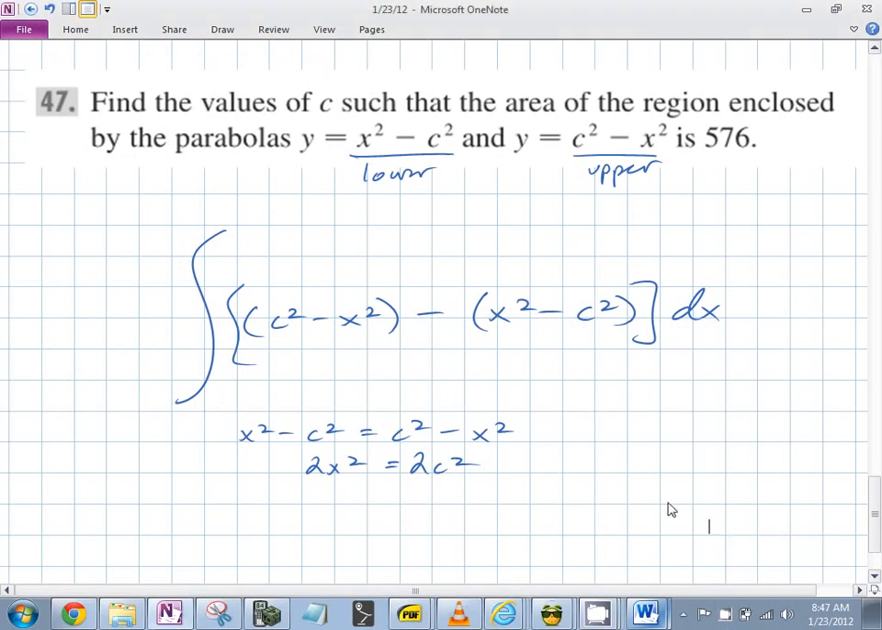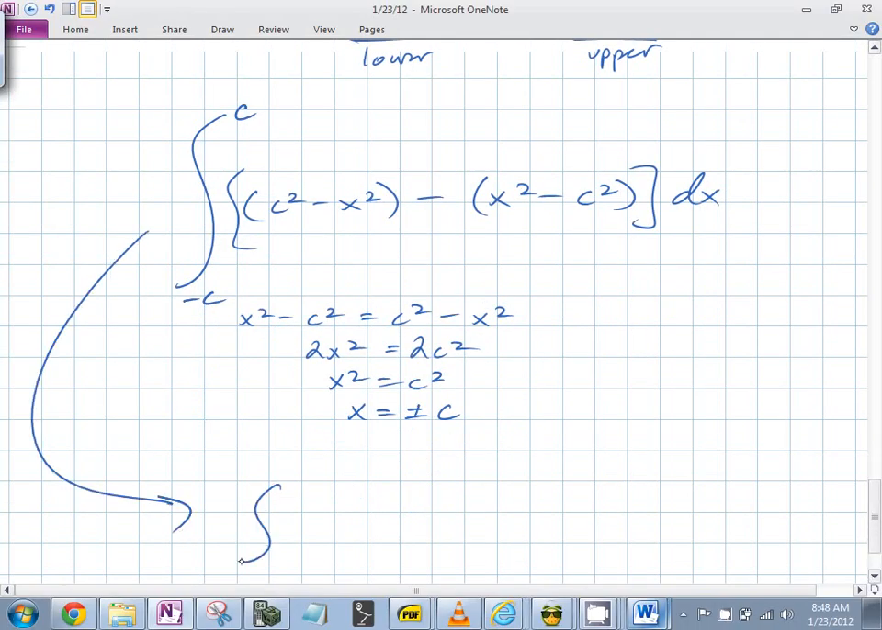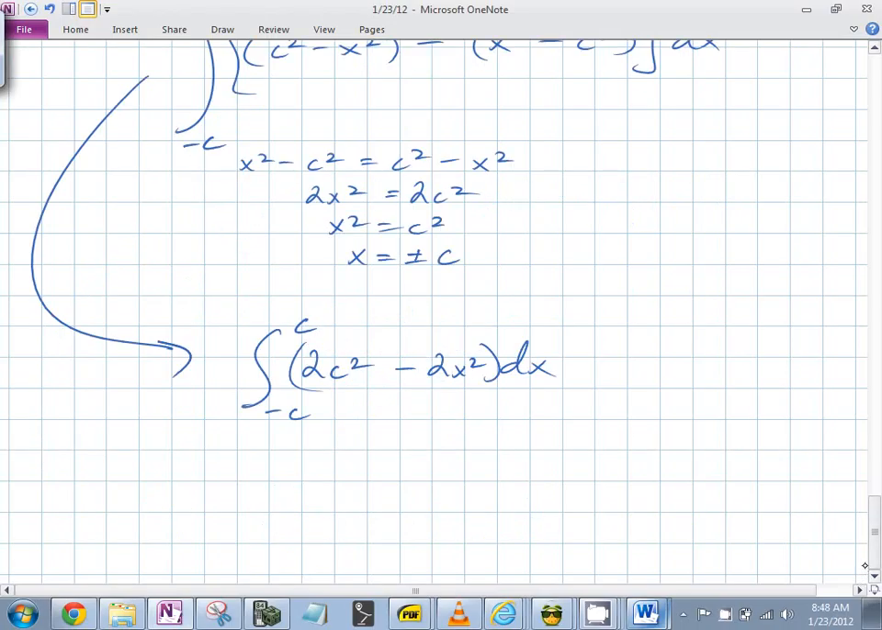So x squared is equal to c squared, so x is equal to plus or minus c. So we're integrating from negative c to positive c. Can we simplify this thing? It's going to be the integral from negative c to positive c of what? 2c squared minus 2x squared, dx. What can we factor out? So we have 2 times the integral from negative c to c of c squared minus x squared dx.